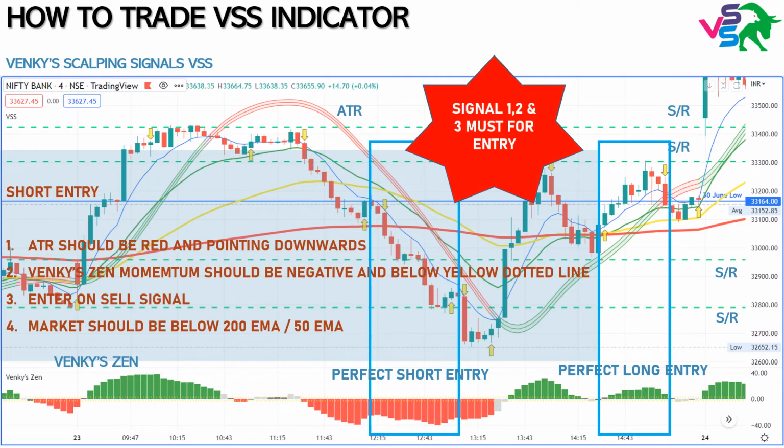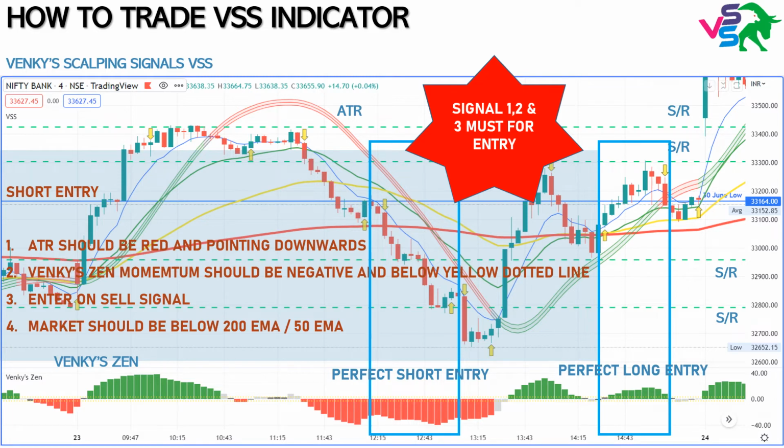Short entry: ATR should be red and pointing downwards. VENKY'S Zen momentum should be negative and below the yellow dotted line. Enter on the sell signal. The market should be below the 200 EMA and 50 EMA. In the same way for short entry, ATR should be in red; avoid trade when the market crosses over ATR, and wait for the next candle to enter.